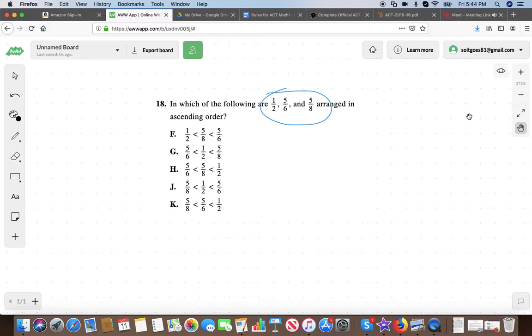Because you got a calculator. You know exactly how to do this question. You can turn those into decimals. You don't have to ever deal with fractions on the ACT. Turn those into decimals. What are they? 1/2 is 0.5. 5/6 is 0.83. And 5/8 is 0.63. Okay, which one's the smallest? 0.5.